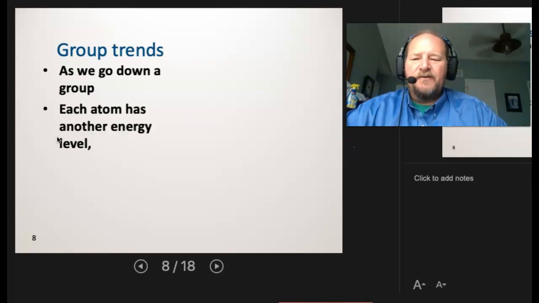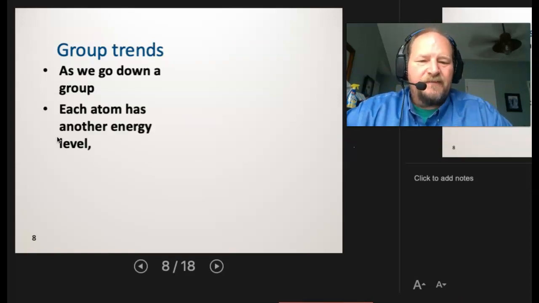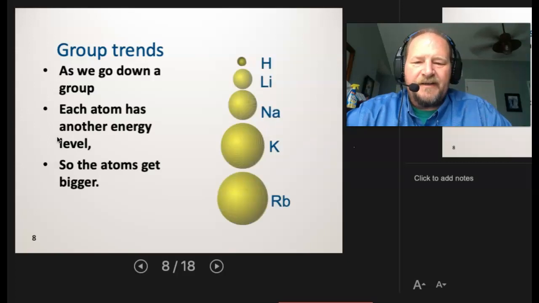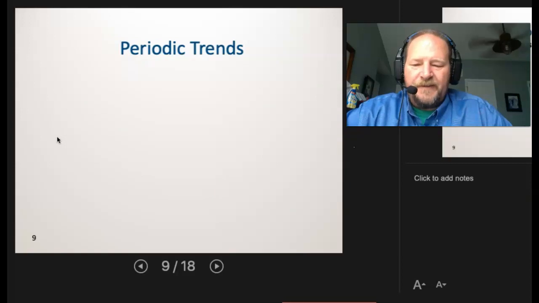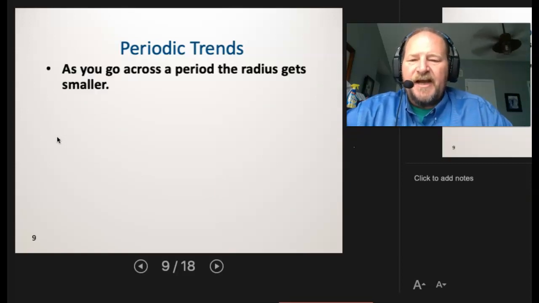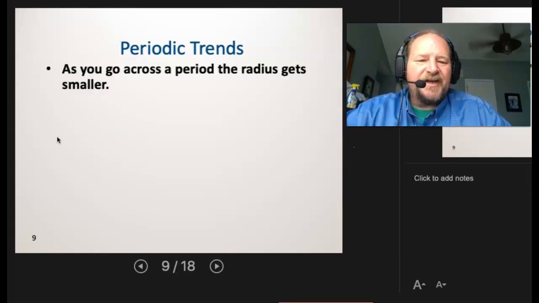Okay? So group trends. As we go down a group, each atom has another energy level. So it's pretty obvious what we think is going to happen here, right? It's going to get larger as I go down a group. So hydrogen should be smaller than rubidium as I move down. Now periodic trends are where we're going to get thrown off a little bit. So for periodic trends, as we go across, the radius is actually getting smaller.